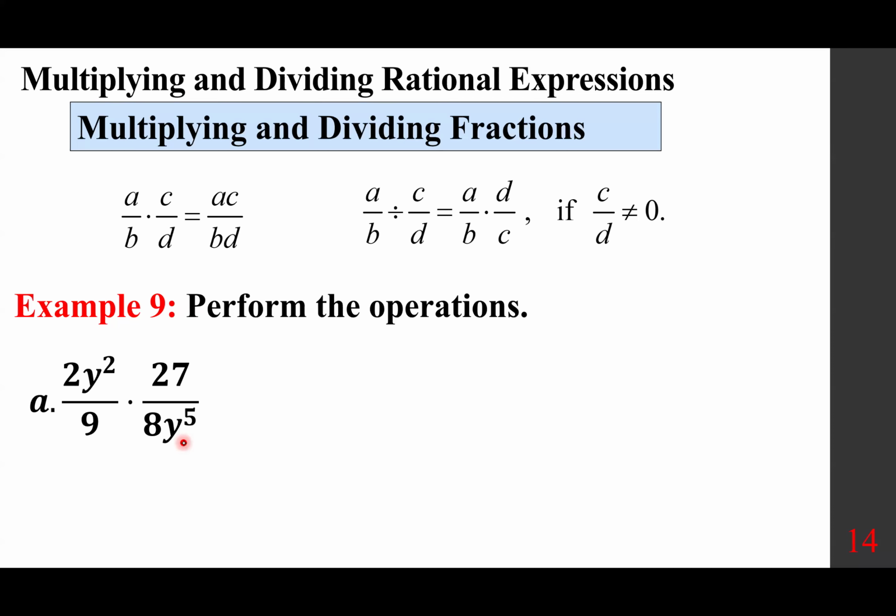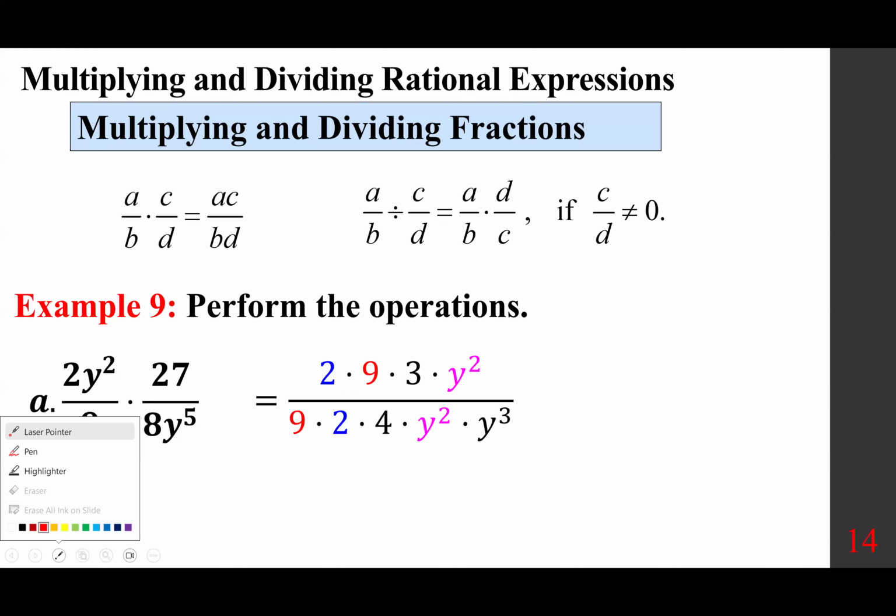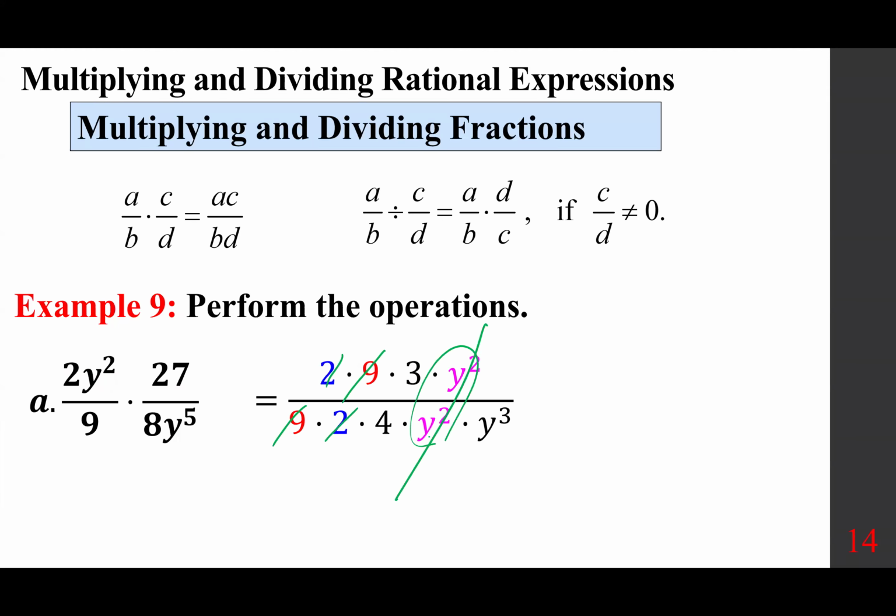But if we were to cut them into pieces, we get the following. 2, and then this is 9 times 3, and this is y squared. We can write 3 times 3 times 3, but we want to write 9 because we see the 9 at the bottom. Okay. And now if you start crossing 2 and 2, 9 and 9, and y squared, you're left with 3 over 4y cubed.